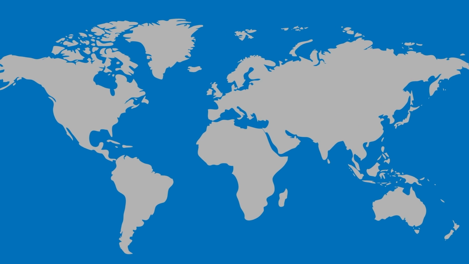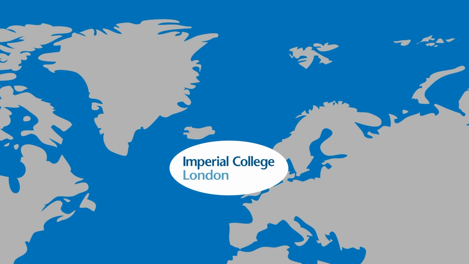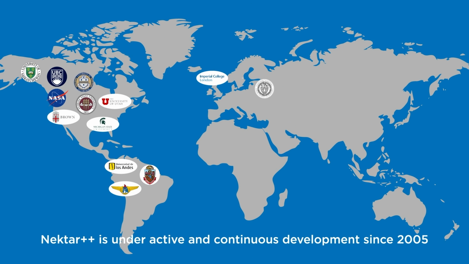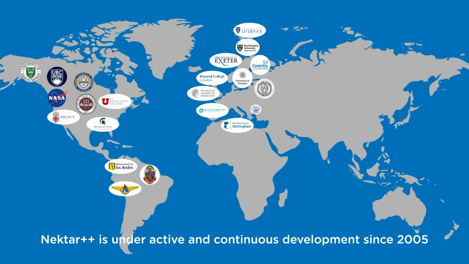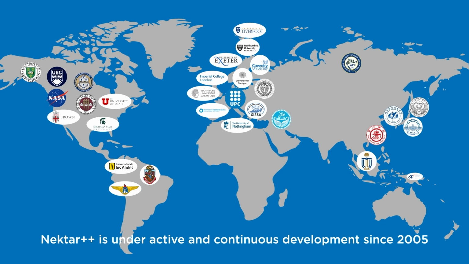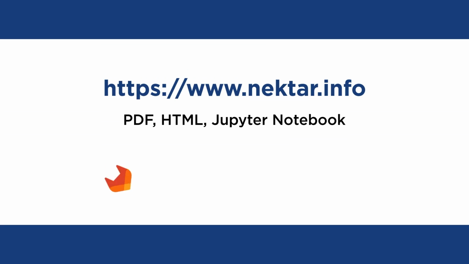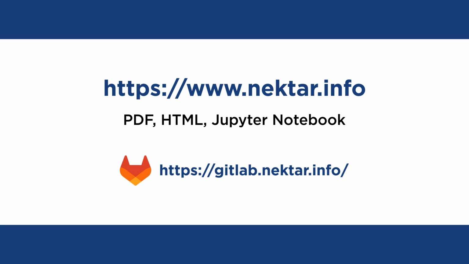The Nektar++ project was launched at Imperial College London and University of Utah in 2005. It has been used by academic research groups and industrial R&D labs, and it is one of the flagship solvers of UK Turbulence Consortium. The Nektar++ documentation includes a user guide, tutorials, and a repository, which are all freely accessible with cross-platform support from Linux and Mac.